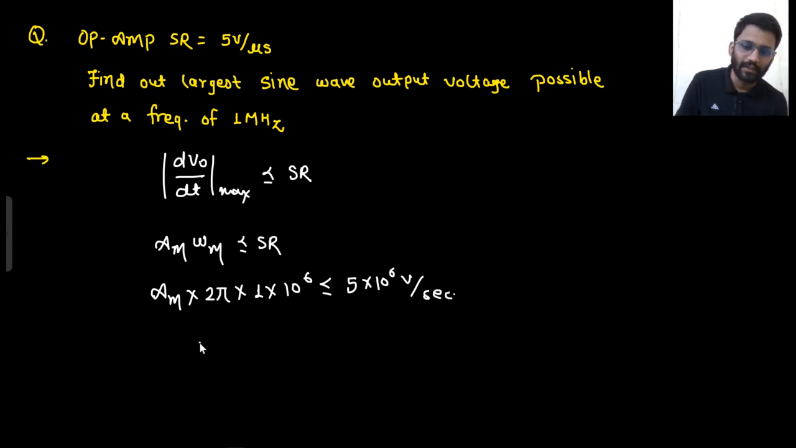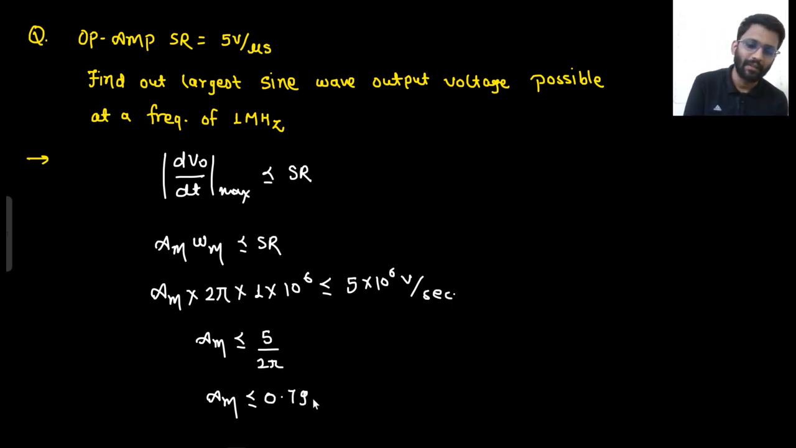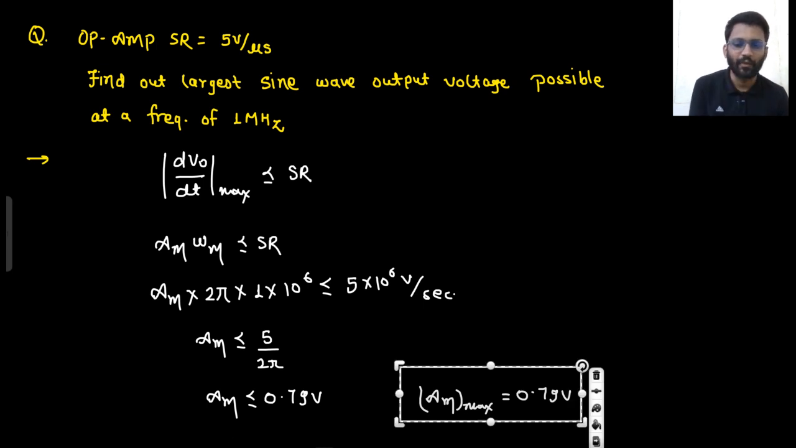So this and this will get cancelled. So Am should be lesser than or equal to 5 by 2 pi, that is 0.79 volt. So what is the maximum amplitude allowable? Am max, that is 0.79 volt. This is the maximum allowable amplitude. Okay, this is the answer.